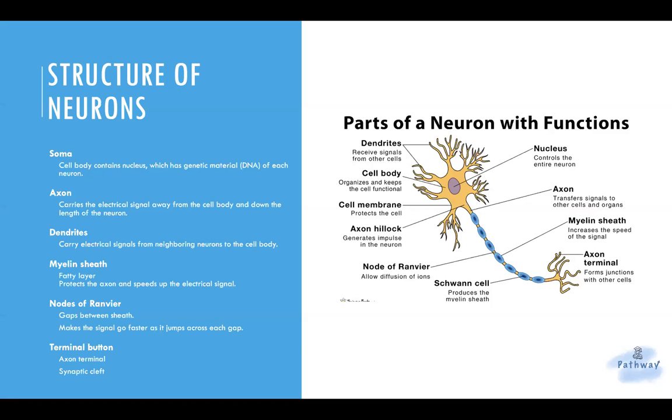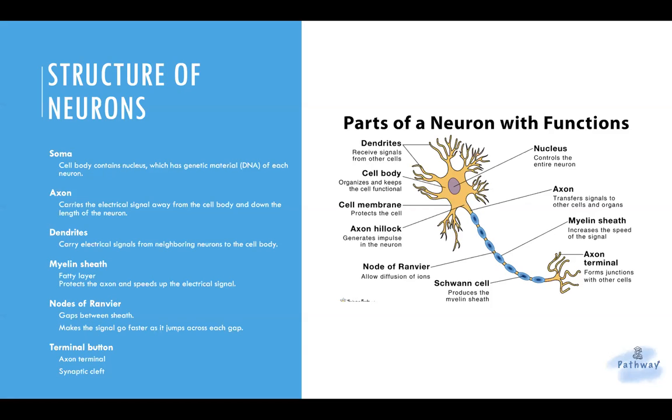Sticking out from the cell body are dendrites, which look a bit like branches without leaves. Dendrites carry electrical signals from neighboring neurons to the cell body.